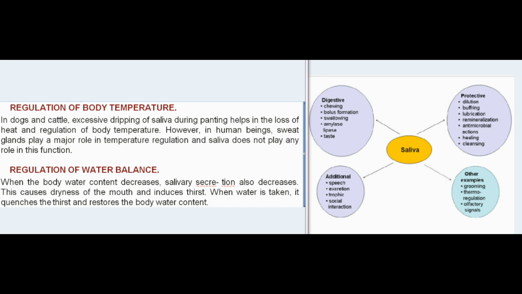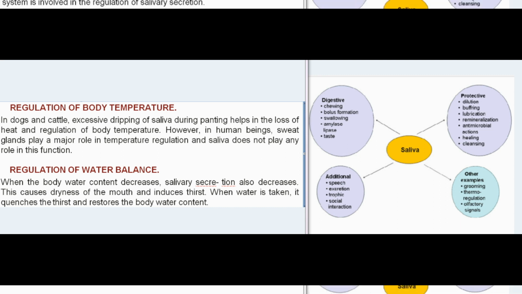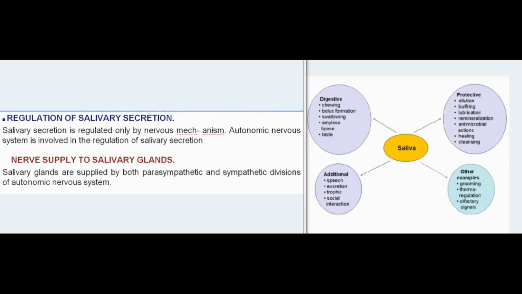When the body water content decreases, salivary secretion also decreases. This causes dryness of the mouth and induces thirst. When water is taken, it quenches the thirst and restores the body water content. Regulation of salivary secretion. Salivary secretion is regulated only by nervous mechanism. Autonomic nervous system is involved in the regulation of salivary secretion.